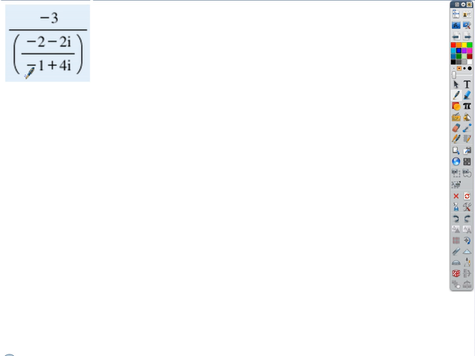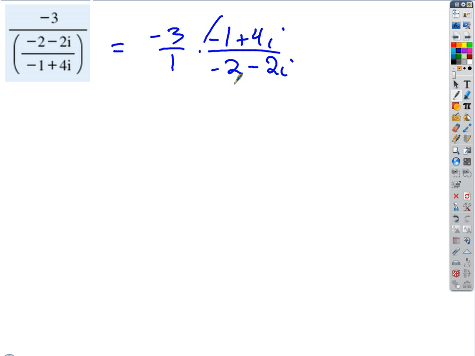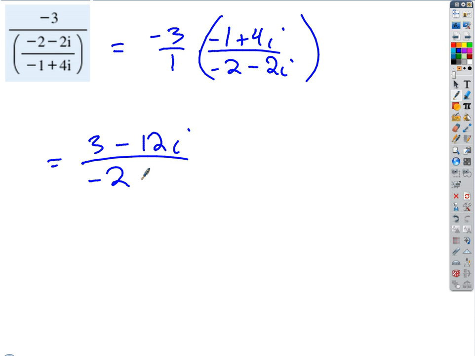Right? So I could rewrite this as negative 3 over 1 times the reciprocal of the bottom, right? Times negative 1 plus 4i over negative 2 minus 2i. Right? And all I have to do with that, that's an easy product. I just distribute the negative 3 through the top, right? So I end up then with positive 3 minus 12i over negative 2 minus 2i.